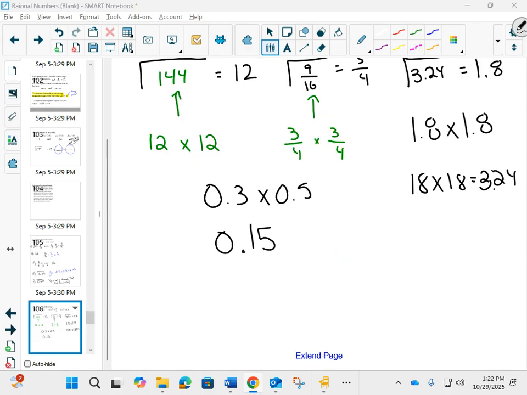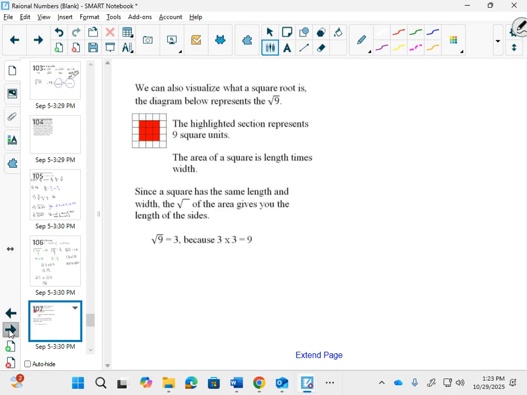If I had 2.1 times 0.2, 2 times 21 is 42. There's 1 decimal here and 1 decimal here. It'll be 0.42. Mental math trick for the day. Okay, but we are working on square roots.